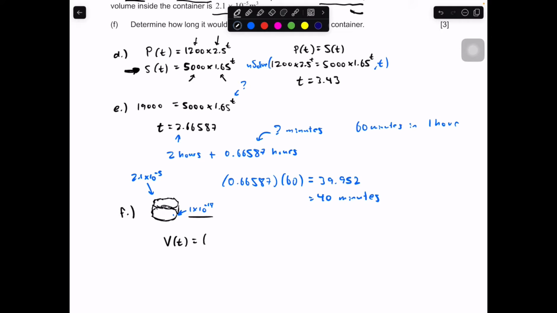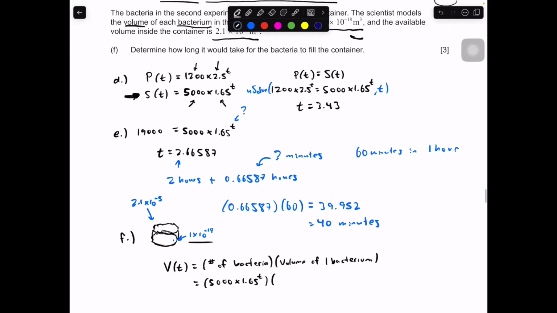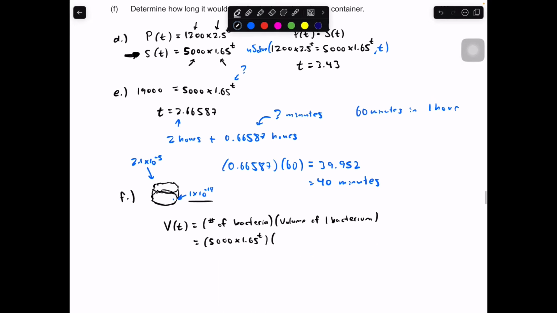Volume is going to be the number of bacteria multiplied by the volume of an individual bacterium. The number of bacteria is given by our equation of 5,000 times 1.65 to the power of t, and the volume of one bacterium is 1 times 10 to the negative 18.